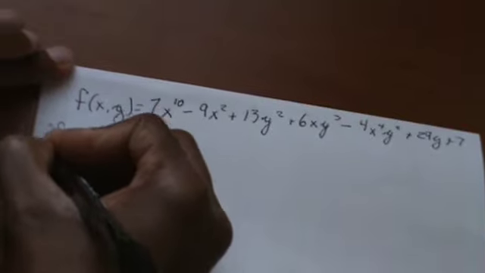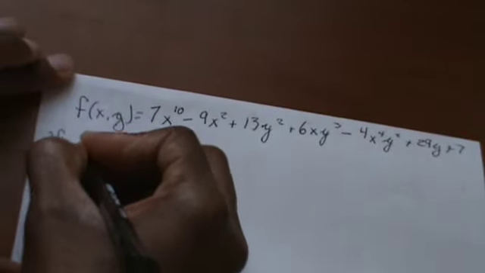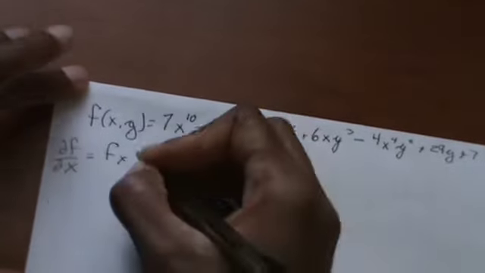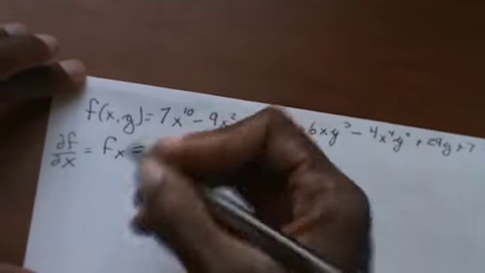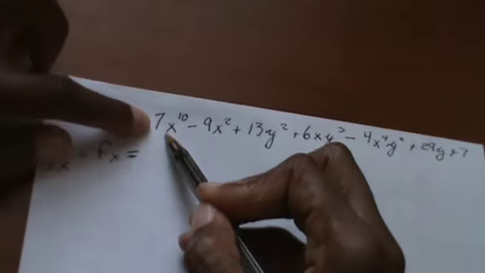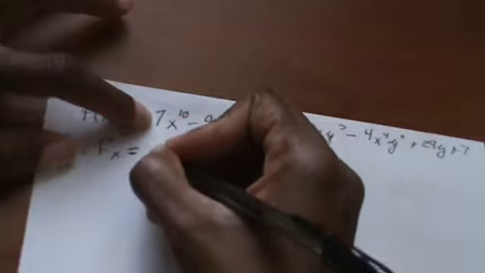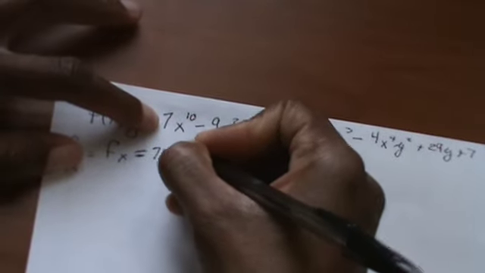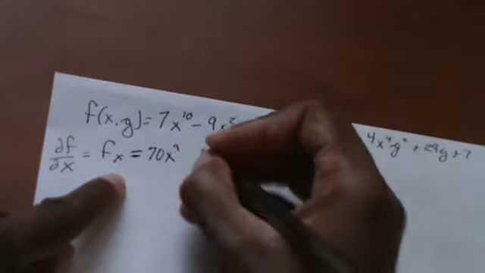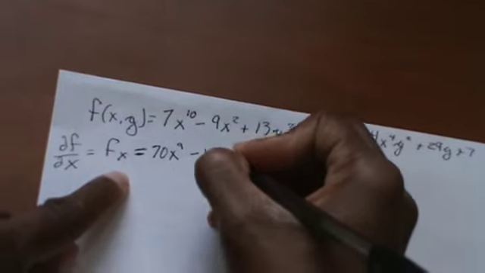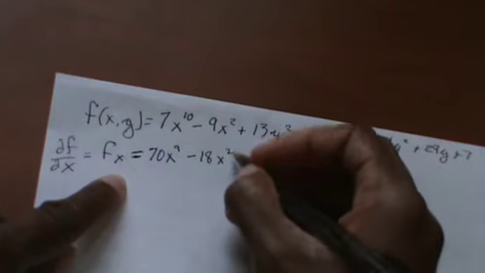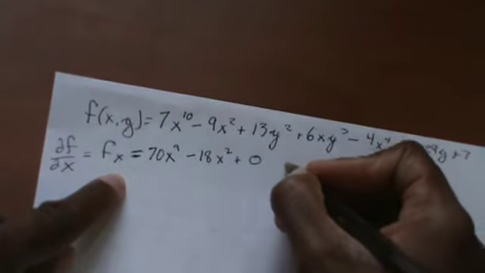So df dx, which is your deltas, is f of x. I'm not going to write down what this is equivalent of. I'm just going to be paying attention to my variables. So let's see. Here, this one has an x in it. That has an x. So business as usual, 70x to the 9th power. This one has an x in it. I'm paying attention to the x's. Minus 18x squared. This one does not have an x in it anywhere, so the derivative is 0.